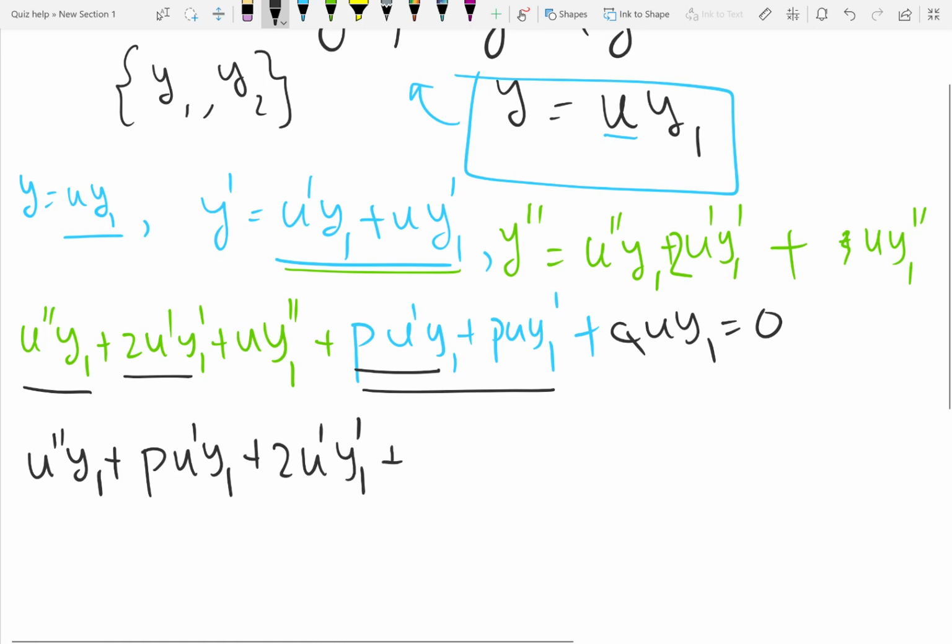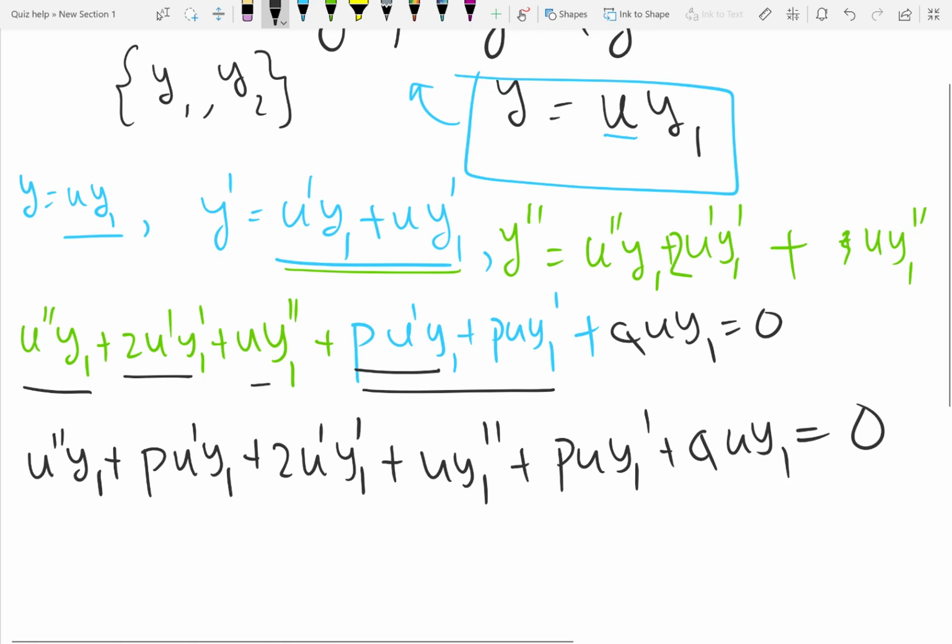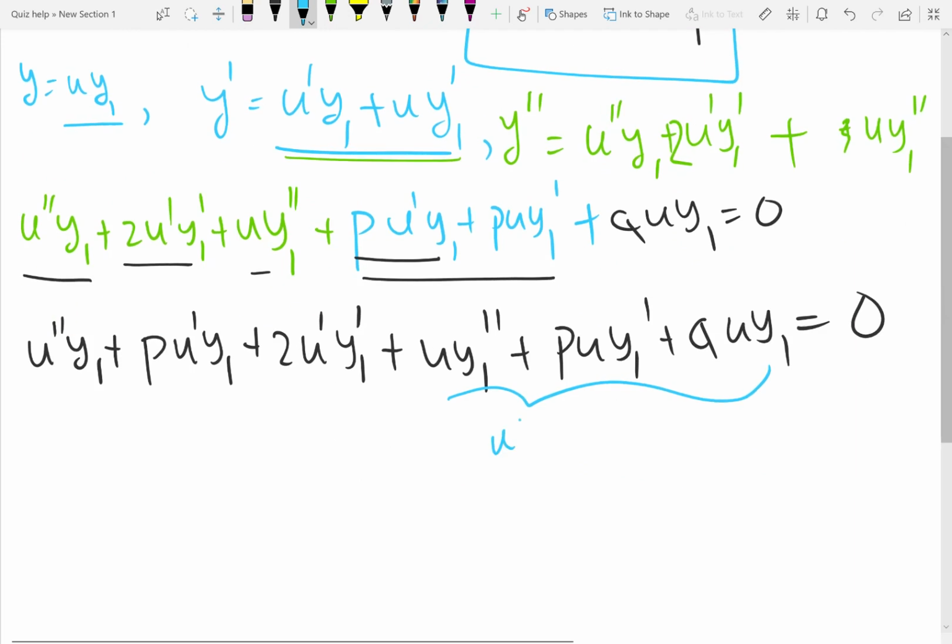Okay, now let's find the u terms. We found u double prime, u prime, now the u terms. This term u y1 double prime, p u y1 prime plus q u y1 is equal to 0. Okay, right. Now this gives us an interesting thing. Let's look at the u terms. Here we can factor out a u. Right, so if I factor out u, this will be y1 double prime plus p y1 prime plus q y1.